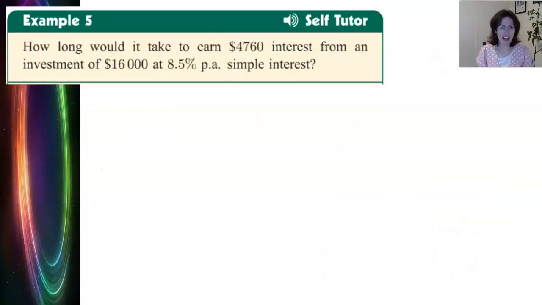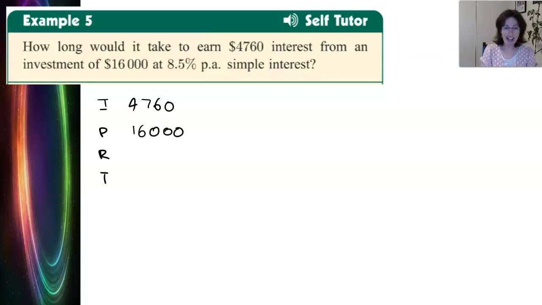Moving on. How long would it take to earn this much interest? I'm going to write my letters down, IPRT, to earn that much interest. So that's the I, 4760, from an investment of 16,000 at 8.5% as our rate for simple interest. So I'm writing down what I know, which one isn't there, T for time, and that matches what the question says. How long would it take? That's solving for T.